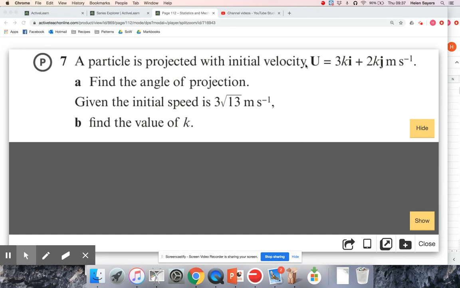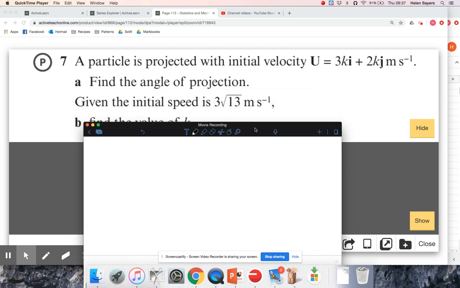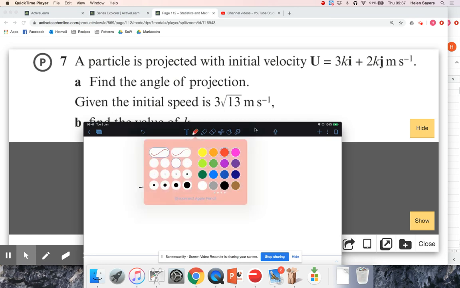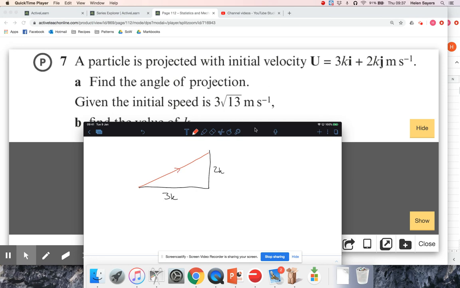Okay, so a particle is projected with an initial velocity 3ki plus 2kj. Obviously we've got the unknown k in there, but basically it's going 3k to the right, and that's going to be the i component, and 2k up. Okay, so that's the direction it's actually travelling in. Then they're asking us to find the angle of projection.